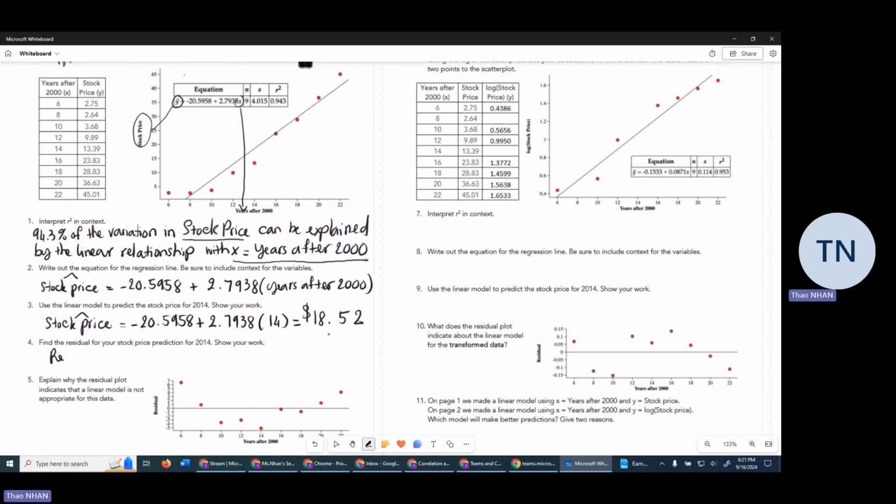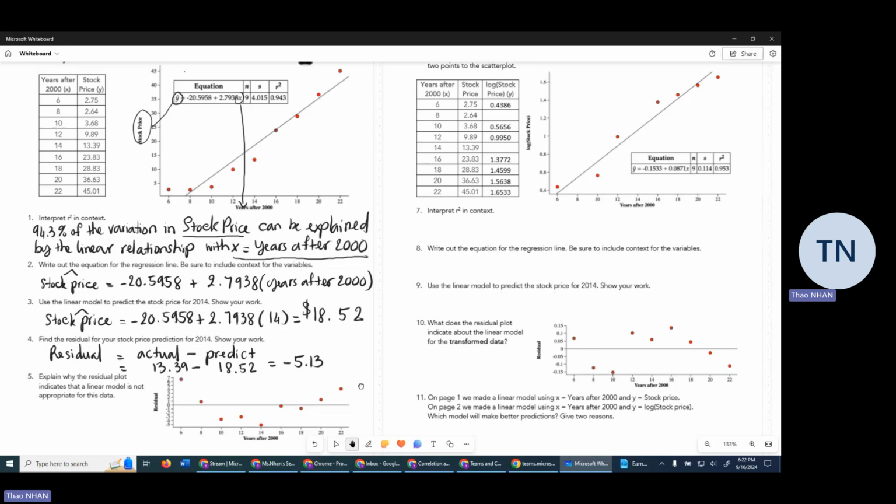So residual will always be the actual, subtract the prediction. So the actual that we got was 13.39. And we want to subtract from that 18.52. So this will come out to be negative, right? Negative 5.13. So my residual there is going to be negative 5.13. Okay.